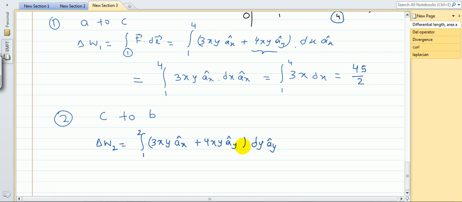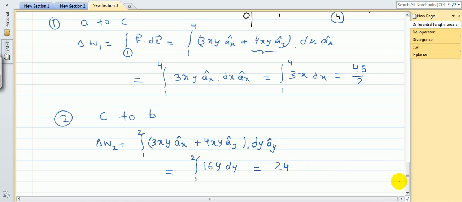If I take the dot product here, ax dot ay will become 0, and the only term remaining will be ay dot ay, which is 1. So the only term remaining will be 4xy dy, and in 4xy dy the x value is 4. So 4 into 4 will become 16. So it will be 16y dy, and the limits are 1 to 2. If I solve this, I will get 24.